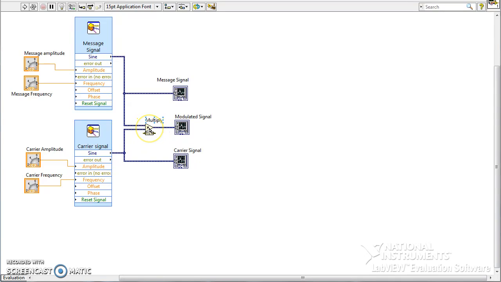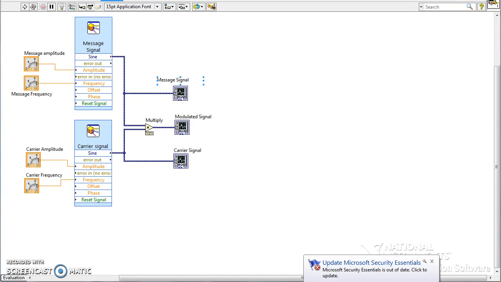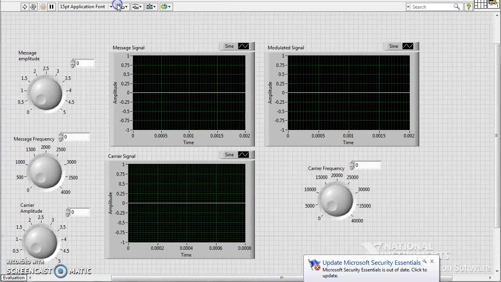A multiplier block has been taken and it has already been connected to the message signal. One input is the message signal and the other input is the carrier signal. The message signal waveform will be shown on the scope, and the carrier signal once again on the scope. Similarly, the modulated signal will also be seen on the scope. Now we shall move on to the front panel.